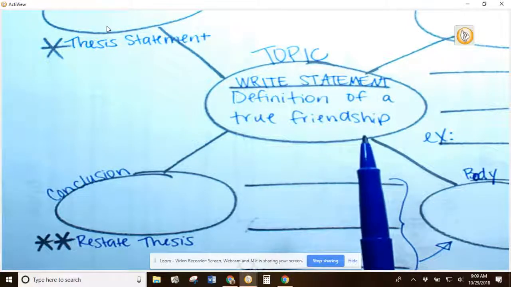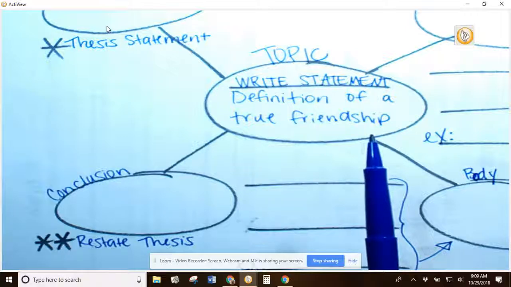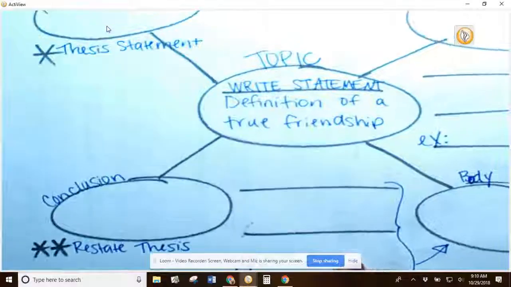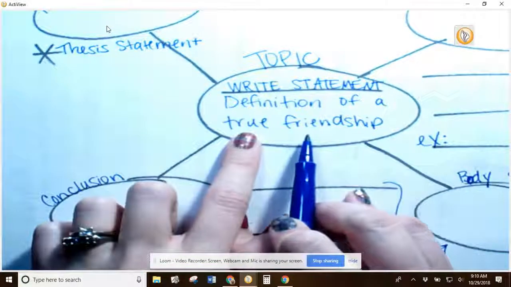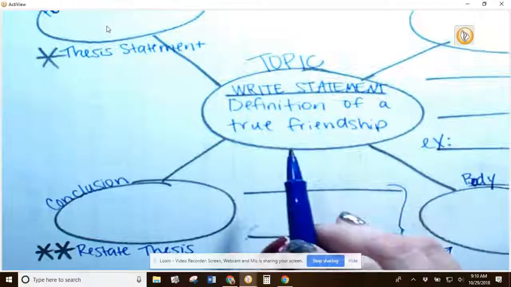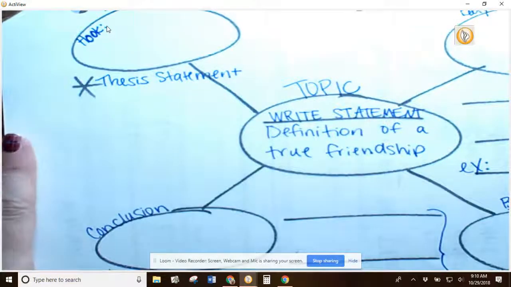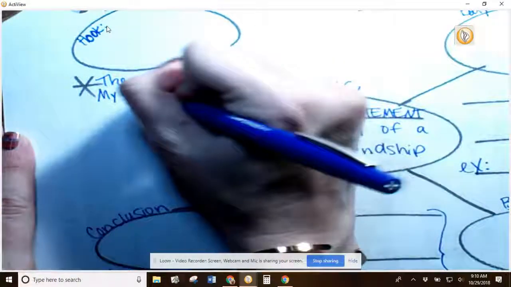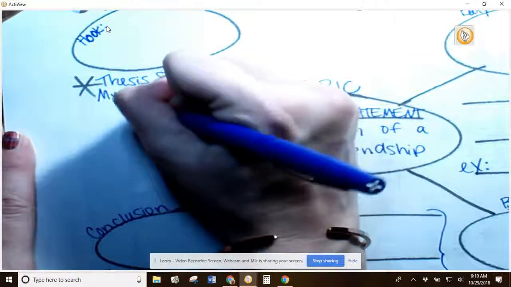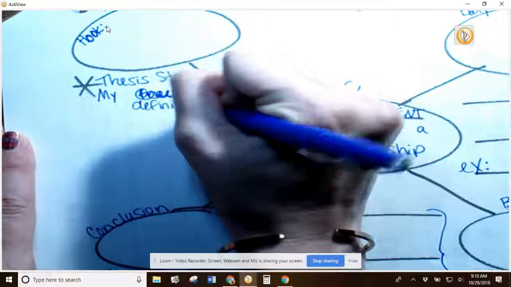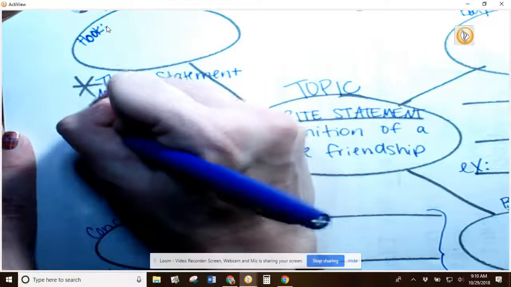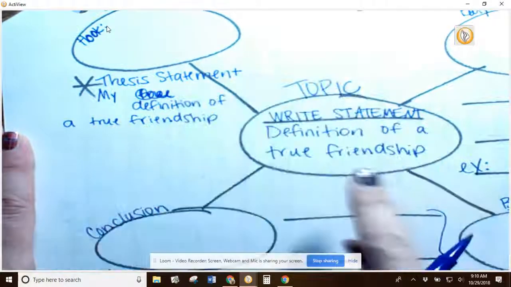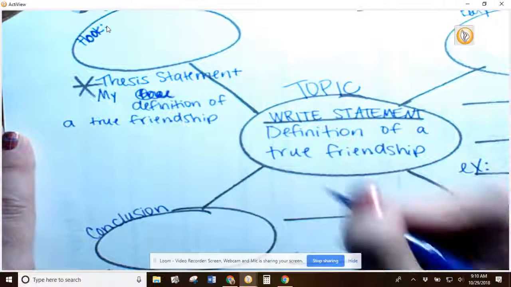Based on what we did in our brainstorming, our two big ideas, right? Loyalty, what did we decide? Loyalty and trust. Okay, so we're going to write a sentence that answers the prompt but includes our 2 main ideas. So my thesis statement is going to say something like, nope, that's not right. My definition of a true friendship. So I've addressed the prompt, the right statement specifically. Okay, it ties directly here.